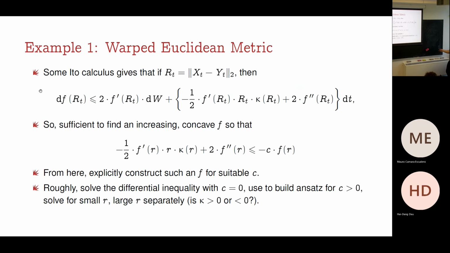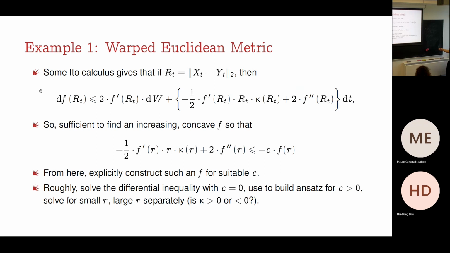You try to solve this differential inequality with c equals 0. So you show actually there is a simple, pretty explicit metric where the dynamics are non-expansive on average. Even this is not obvious a priori, right? You have this repulsion in the center of the space. It could easily go wrong.